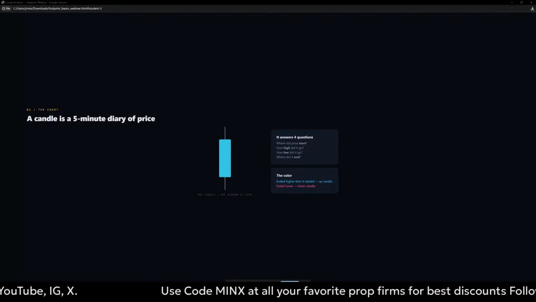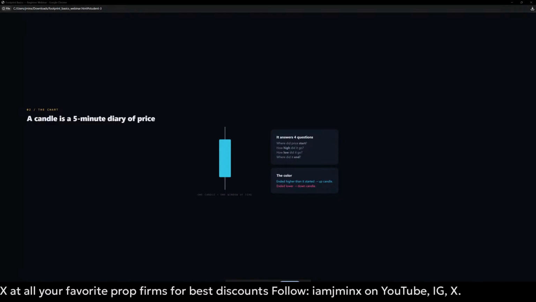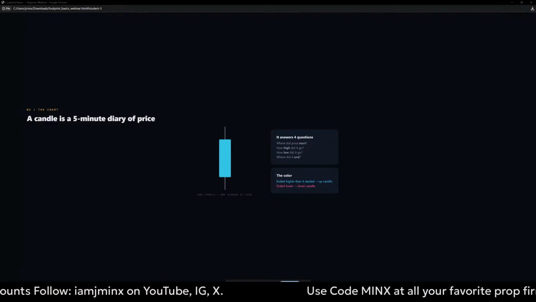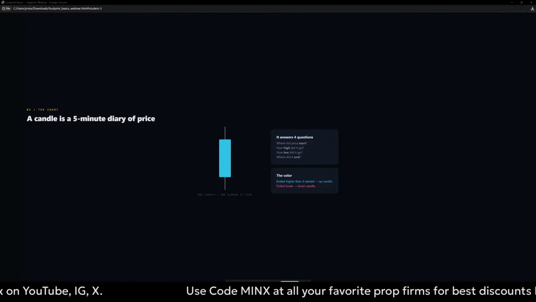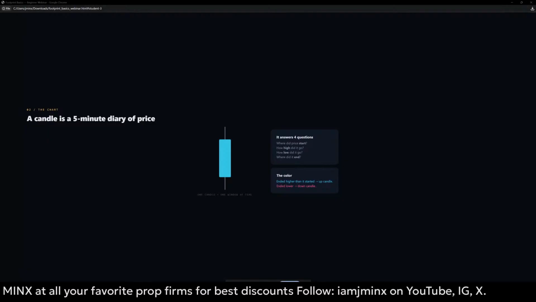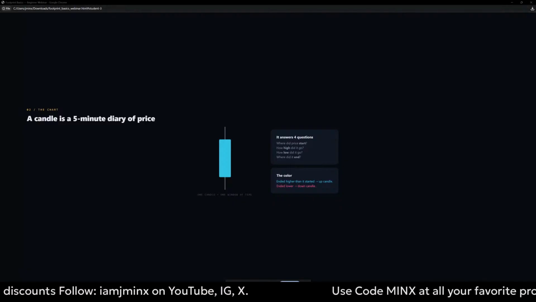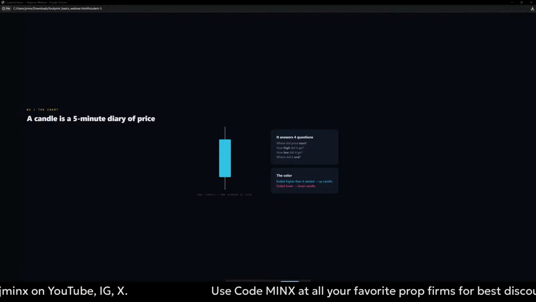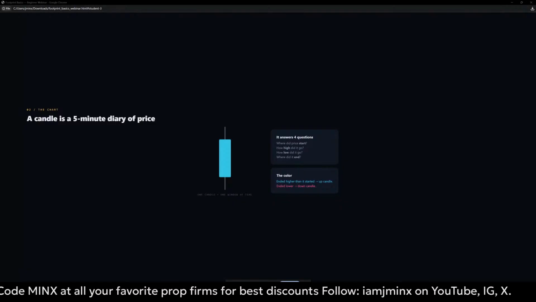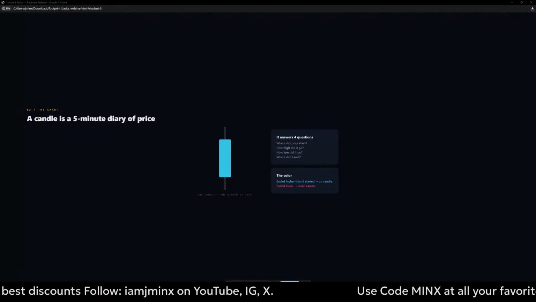Where did price start? How high did it get? How low did it get? Where did it end? That thick body shows start to end, and the thin lines, the wicks, show the extremes. If it ended higher than it started, we color it one way, lower the other. That's the entire concept. A full chart is just these little diaries lined up one after another, telling the story over hours or days. So far, so good.